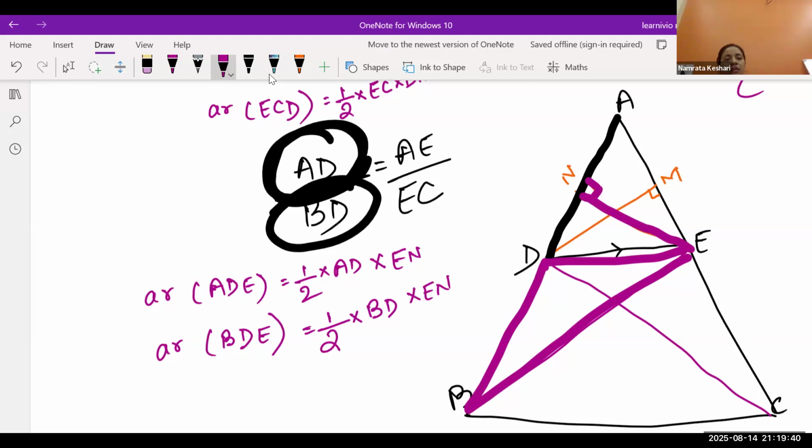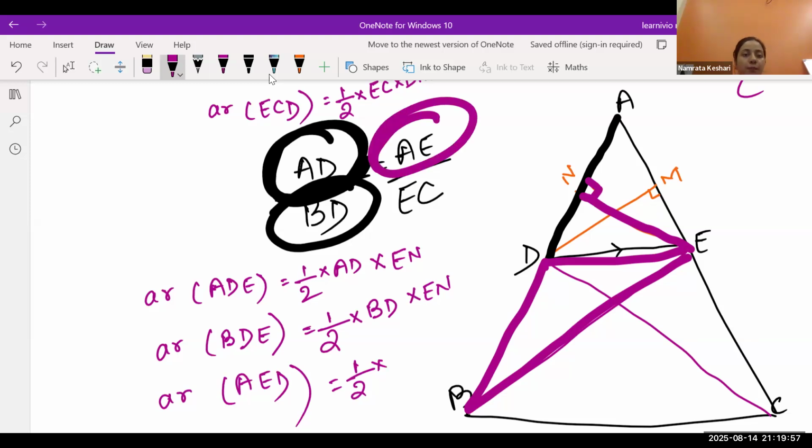Yes, ma'am. Okay, now again you are seeing the other side of the ratio. AE is there. Accordingly, you are picking the triangle AED. There, AE is the base. You want to take AE as a base, and on this base, DM is the height, right? Yes, ma'am.